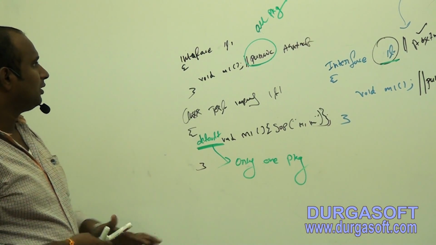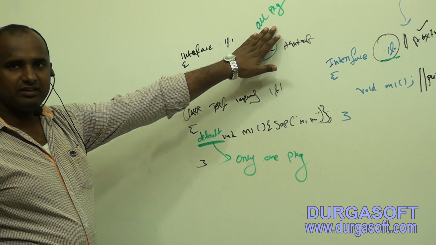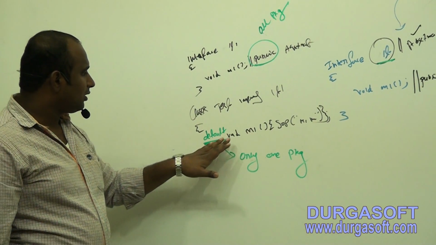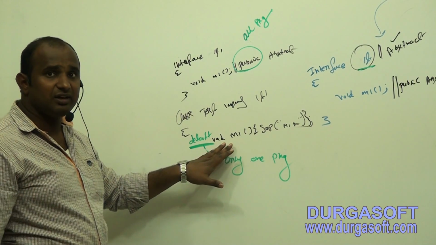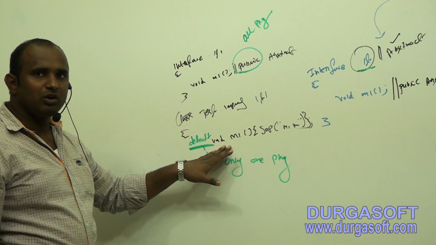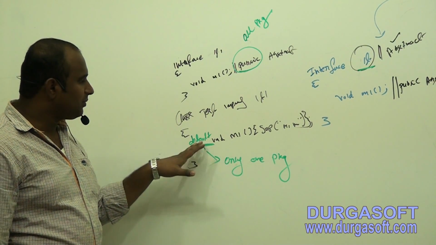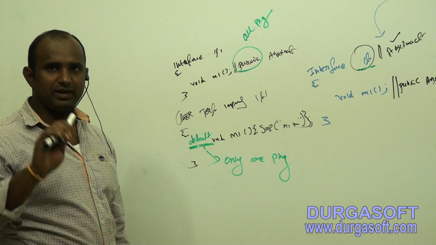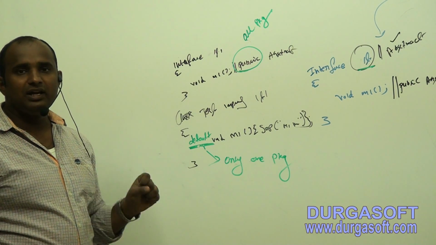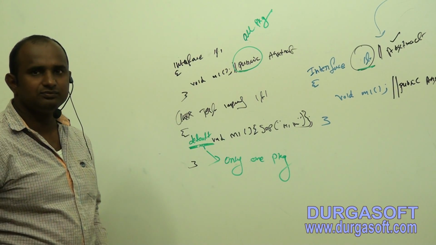So concentrate here. Interface method is public, all packages. While overriding, I am not declaring any modifier. If you are not declaring any modifier, what is the default modifier in Java? Default. Default means how many packages are able to access? Only one package is able to access, right?